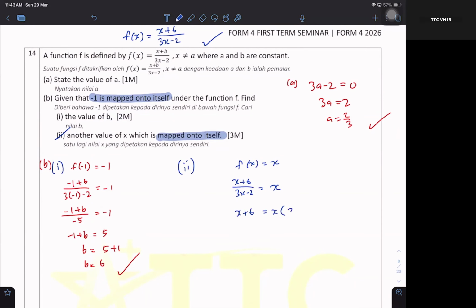I will just stop here. This one you know how to do already, right? You expand yourself, then arrange into a quadratic and then press the calculator. Okay? This one no problem. This one you can do. Okay, next.